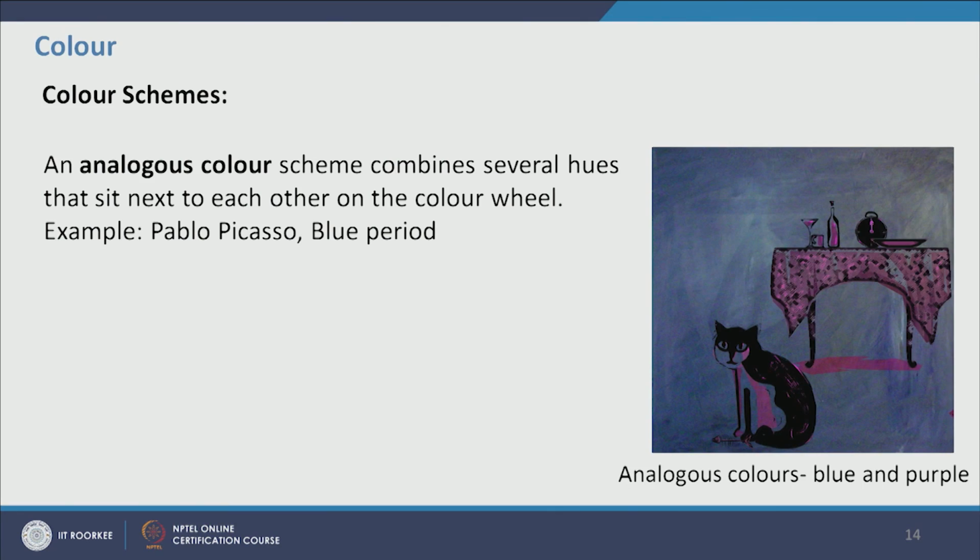Here we have an example of an analogous color scheme. This is a screenshot of an animation. Here we can see blue violet, bluish violet and reddish violet are used, which are three analogous colors. Also, if you see Picasso's blue period paintings, he used all analogous colors.